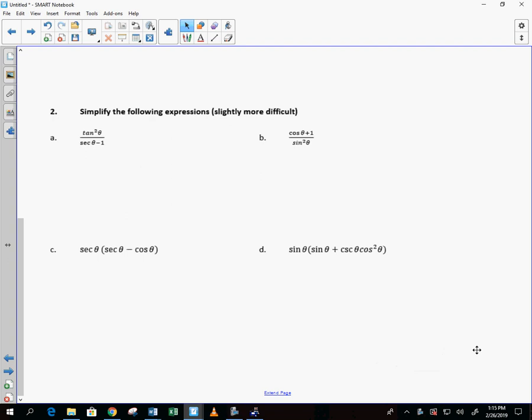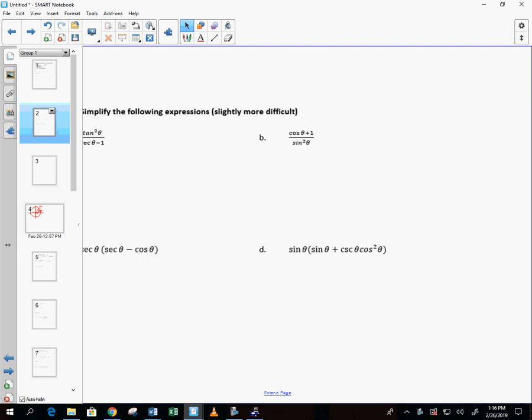Today we are working through slightly more difficult trigonometric expressions. And I see Logan has taken out his sheet of notes, this nice little sheet of formulas here. You guys are going to want that, kind of.